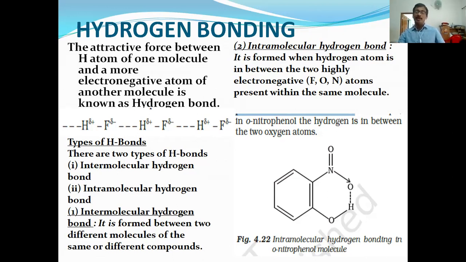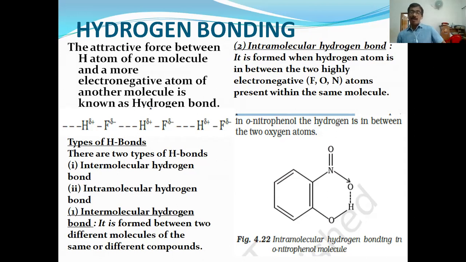Because of hydrogen bond, H2O exists in liquid state at ordinary temperature. H2O is liquid at ordinary temperature. Why? Because of hydrogen bond. But H2S is a gas. There is no hydrogen bond. So the H2S is a gas. HF is a liquid because of hydrogen bond. But HCl is a gas. There is no hydrogen bond in HCl.